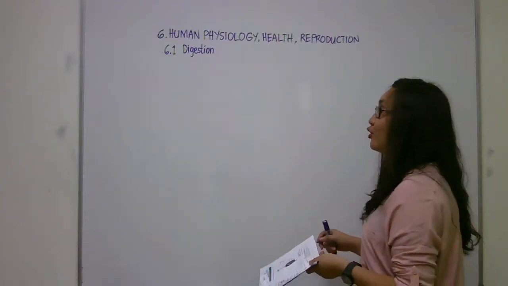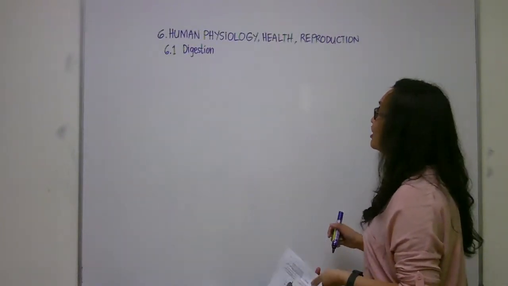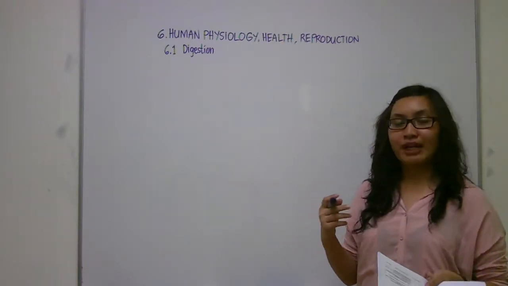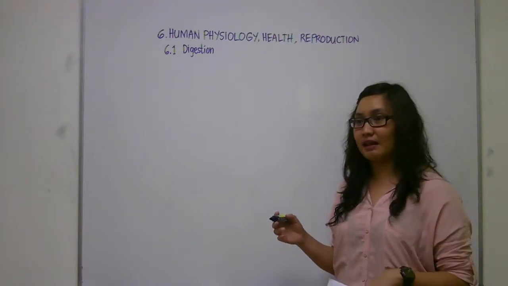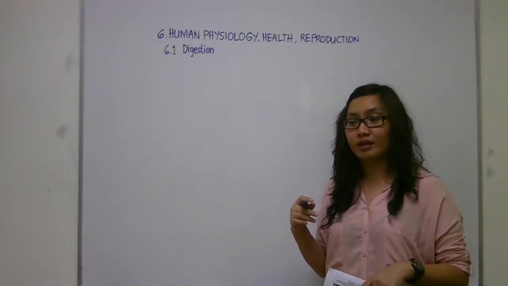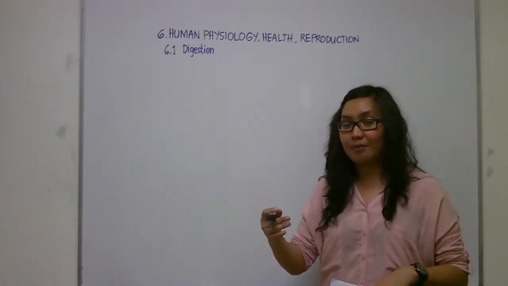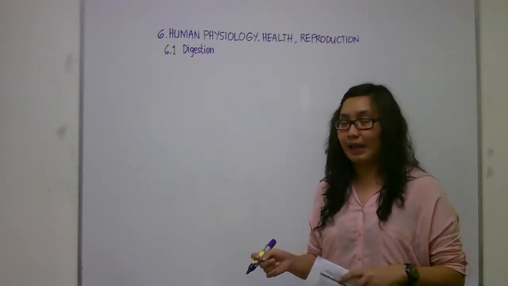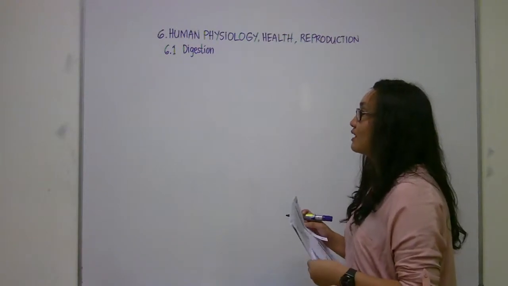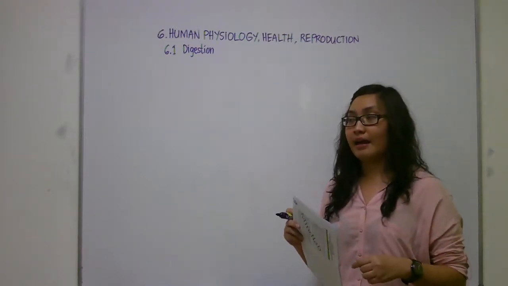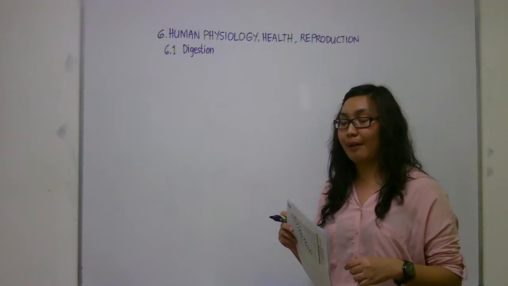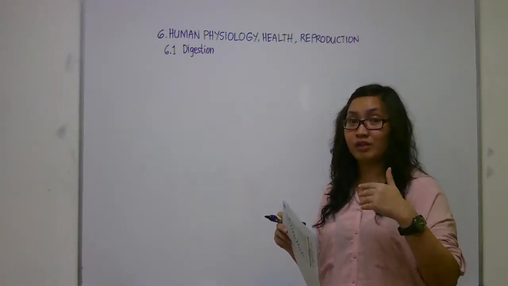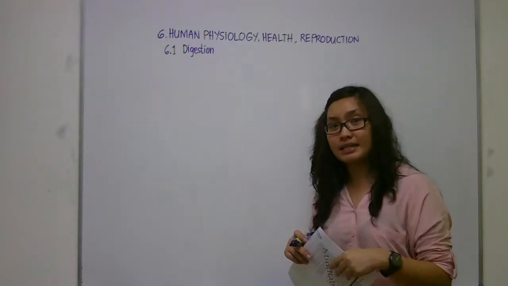For this chapter, we are going to discuss human physiology, health, and reproduction. Most of the students can relate to this topic because they can actually see them and they can actually apply them. And I think that previously, most of the students that we have already have a background knowledge or foundation with the usual organ systems.